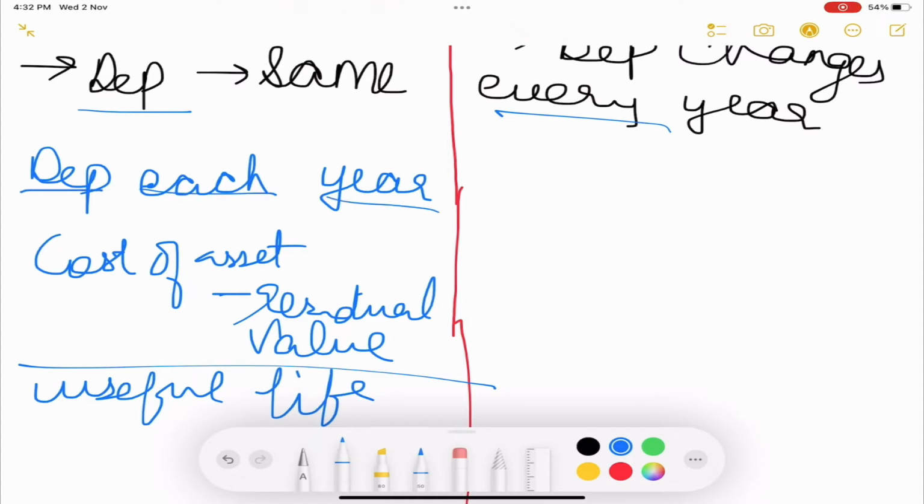This is the formula which you have to use whenever you are doing the question using the straight line method. Remember this formula well. You have to learn this formula because all of the questions will be solved using this formula only. Okay, you know what useful life is, you know what cost of asset is, and you know what residual value or scrap value is.